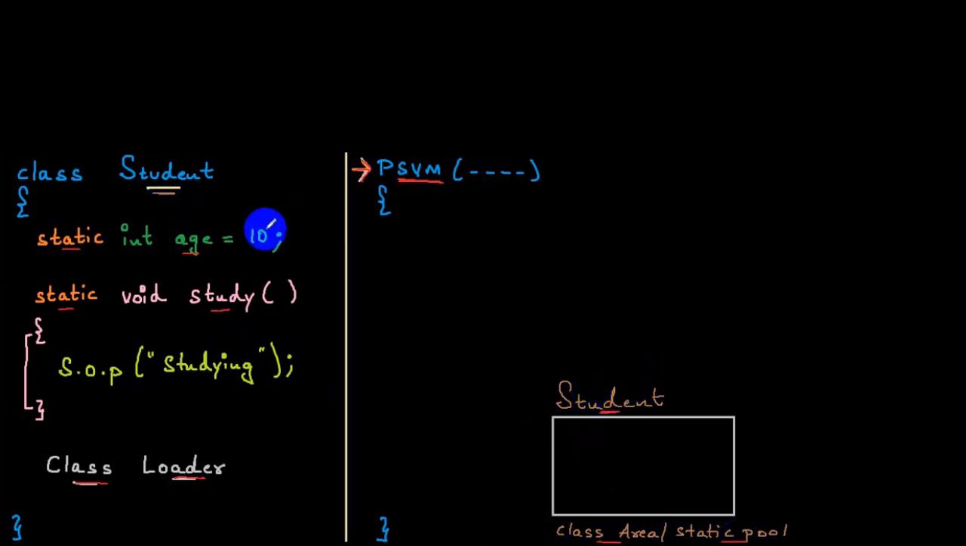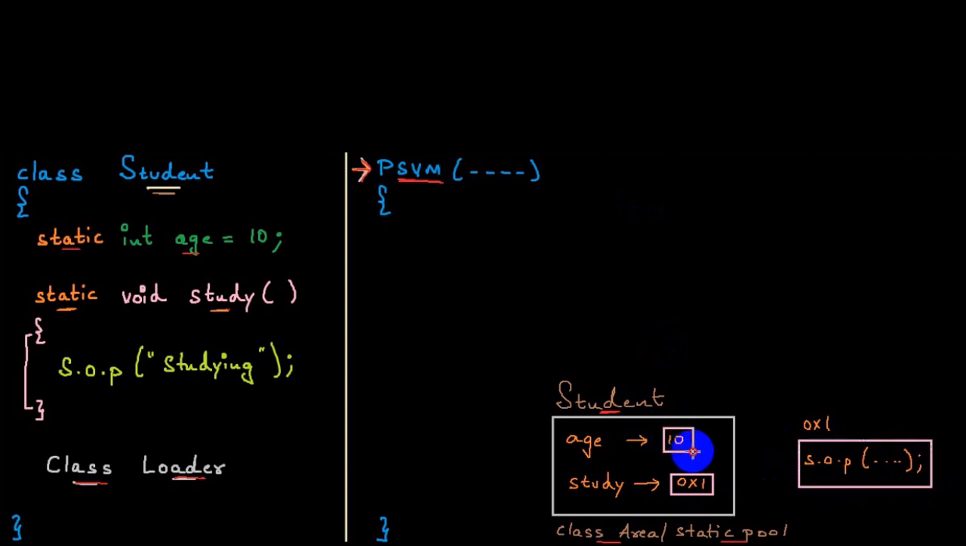So what is the static property we have here? We have age. So age will get initialized to the value 10. And we have a static method also, that is the study method. The study method will be pointing to some memory location 0x1, wherein 0x1 will be storing some implementation, that is SOP, studying. So this is what we are supposed to understand. It is pointing to some address, and that address is storing the content.